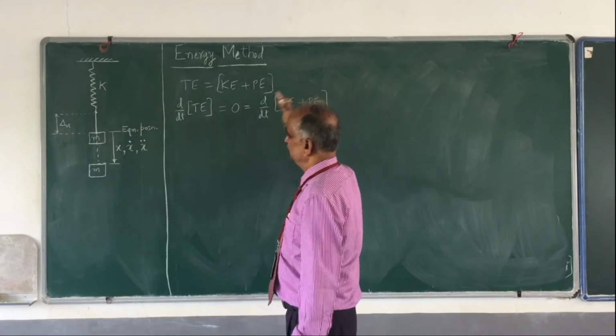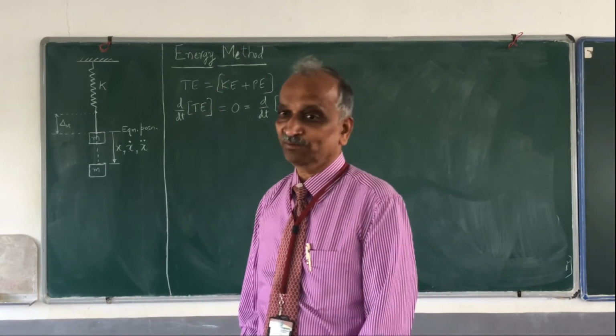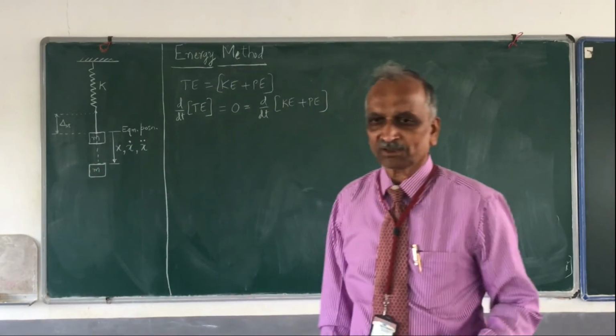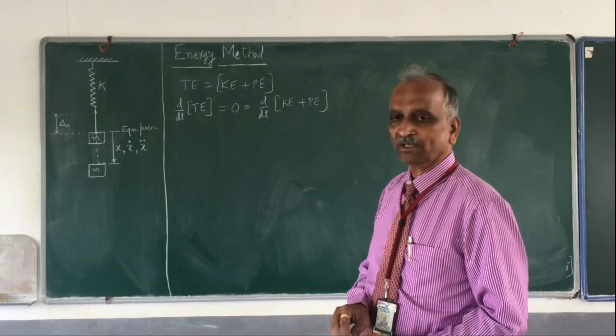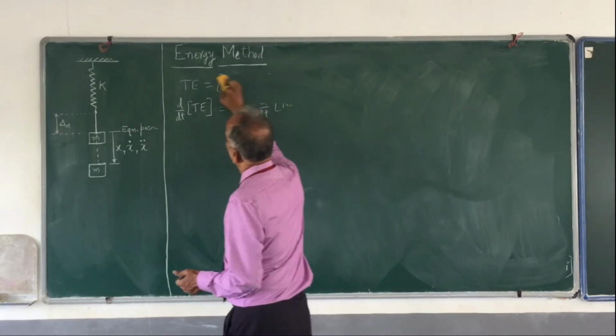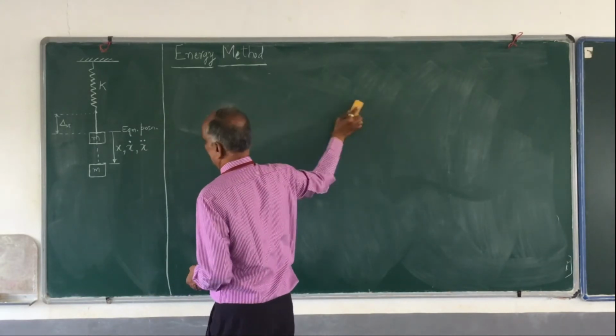You do this, you will get what is called the equation of motion, that is, the differential equation of motion. And observe it carefully, you will be able to write down the expression for natural frequency. Okay, this is what we are going to do. Now let me apply this to a spring mass system.